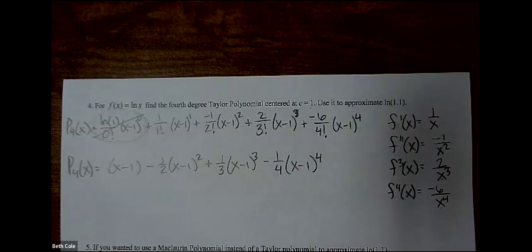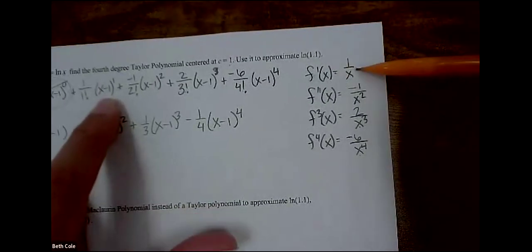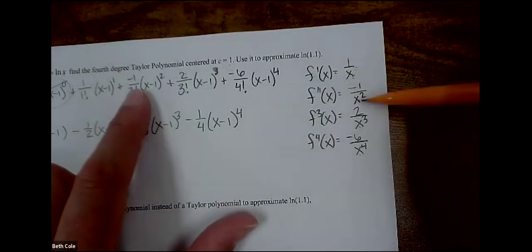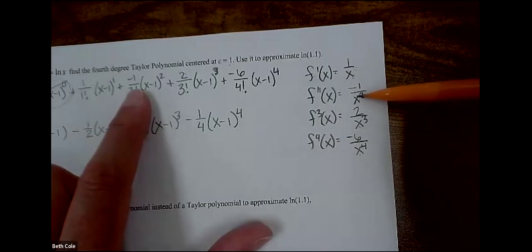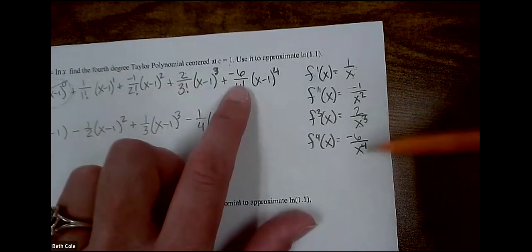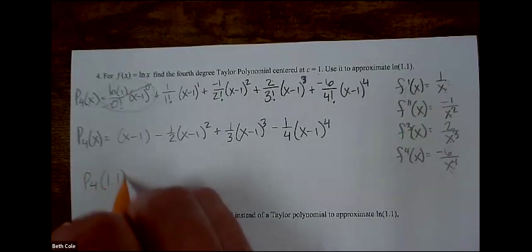We did ln of 1, and ln of 1 is 0, so that entire term went away, so we just didn't write it. We're using our derivatives. For that term, we used the first derivative and plugged in 1. For this one, we did the second derivative, we plugged in 1. For this one, the third derivative, and for this one, the fourth derivative, we plugged in 1. Now, it wants us to use this to approximate ln of 1.1.